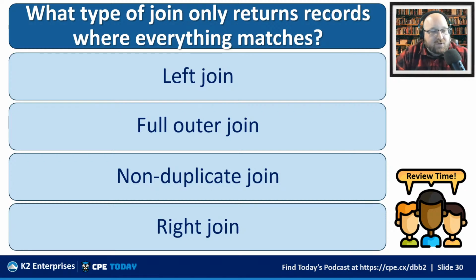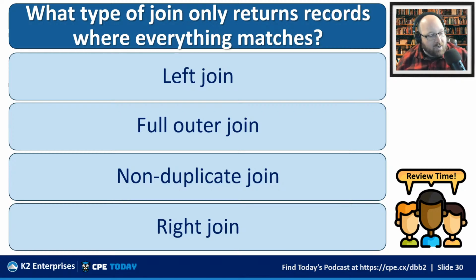All right, our second review question: what type of join only returns the records where everything matches? Is it going to be our left join? No, it is not. A left join will get only the stuff if it happens to exist, so it'll only return the records if they happen to be there. That's really useful because if I wanted to get all of my customers, regardless of whether they had an order or not, I'd use that left join. Would it be a full outer join? Nope.